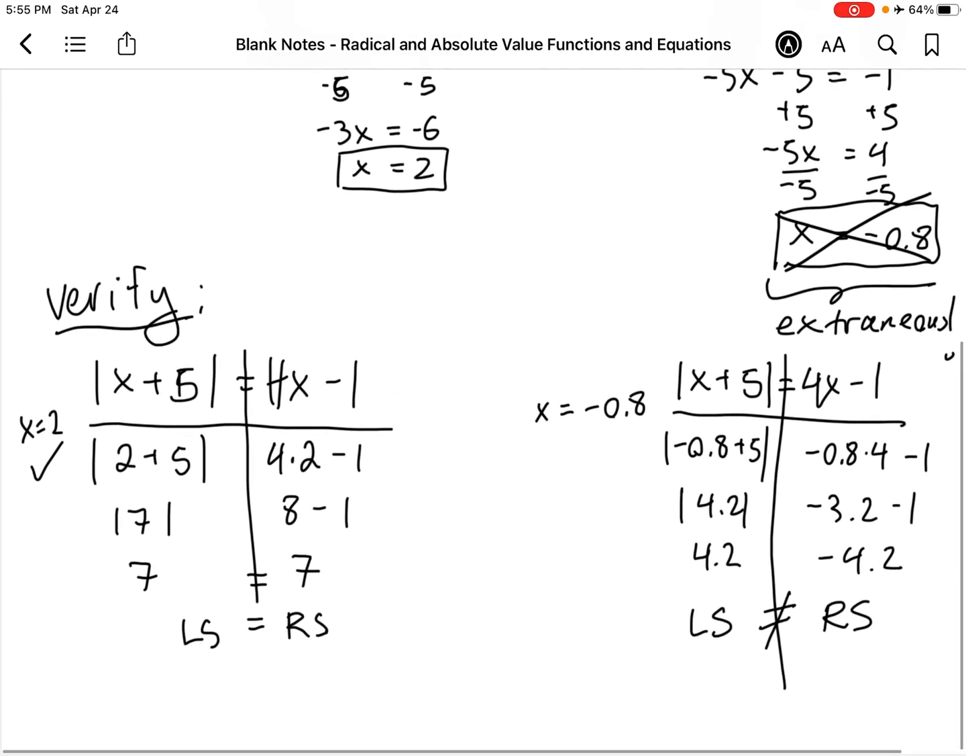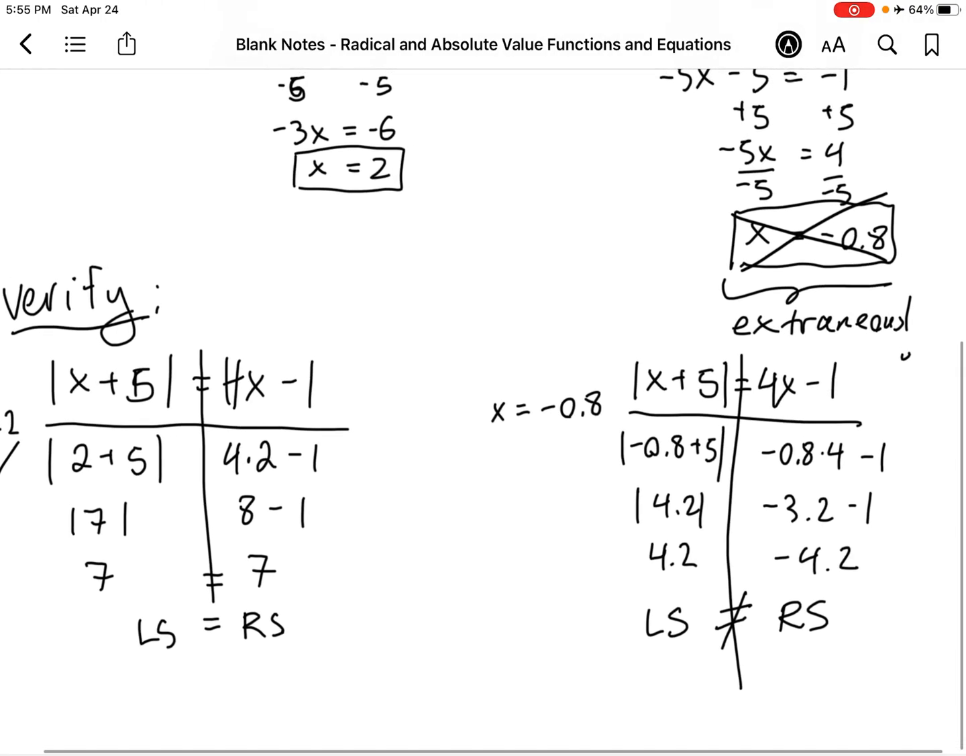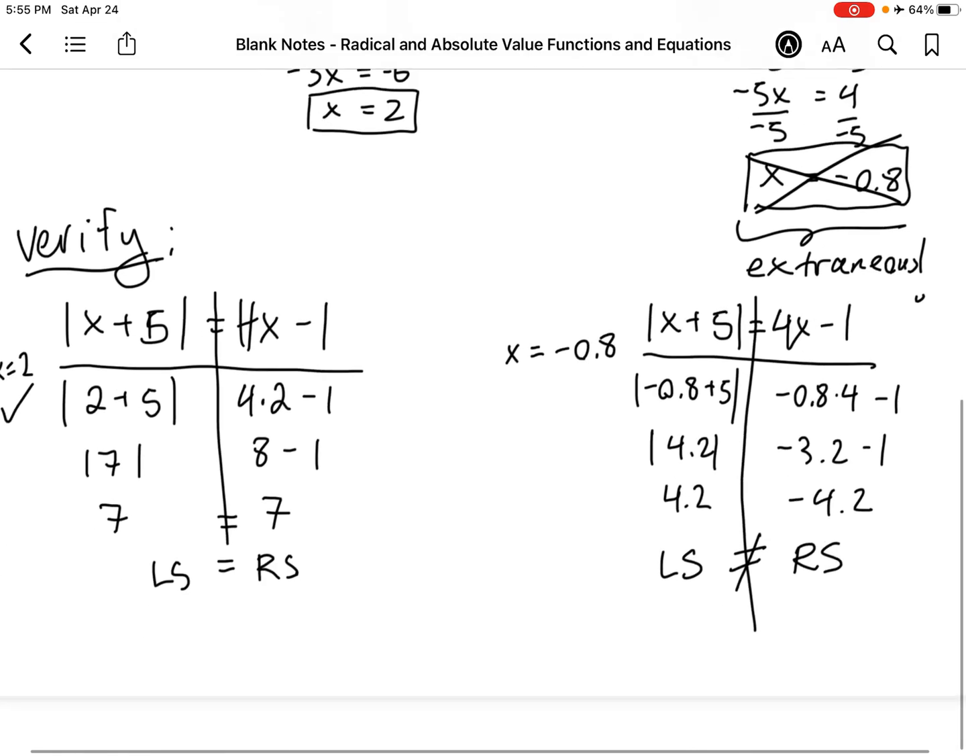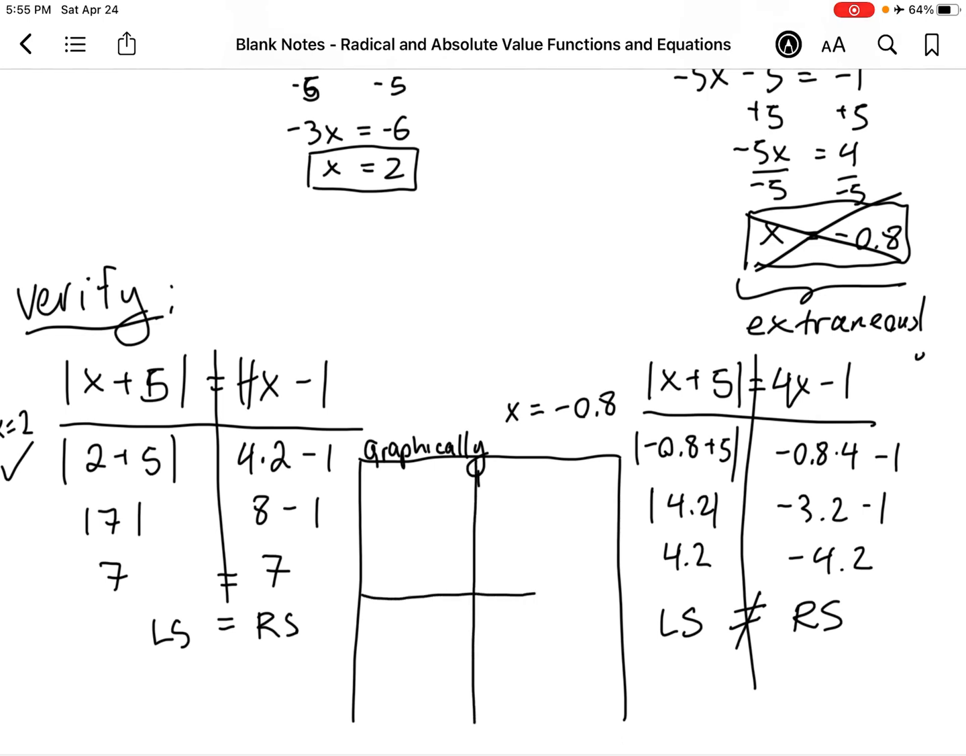Okay, now if we wanted to look graphically at what's going on, I didn't leave myself very much room here, but maybe I'll just try and squeeze it in. And of course you could graph these on a graphing calculator if you want. I'm just going to try and do it by hand because these are both linear. So for the second one, it's just a linear function, 4x minus 1, right? So that has a y-intercept of negative 1 and a slope of 4.